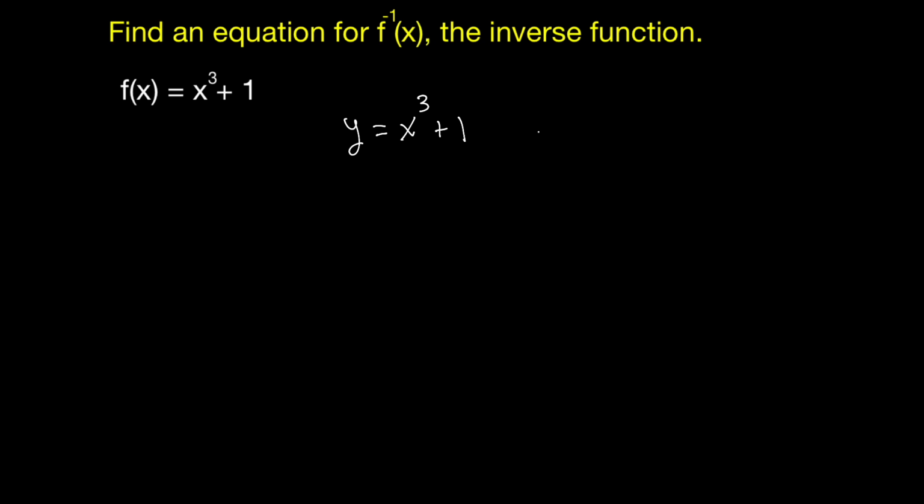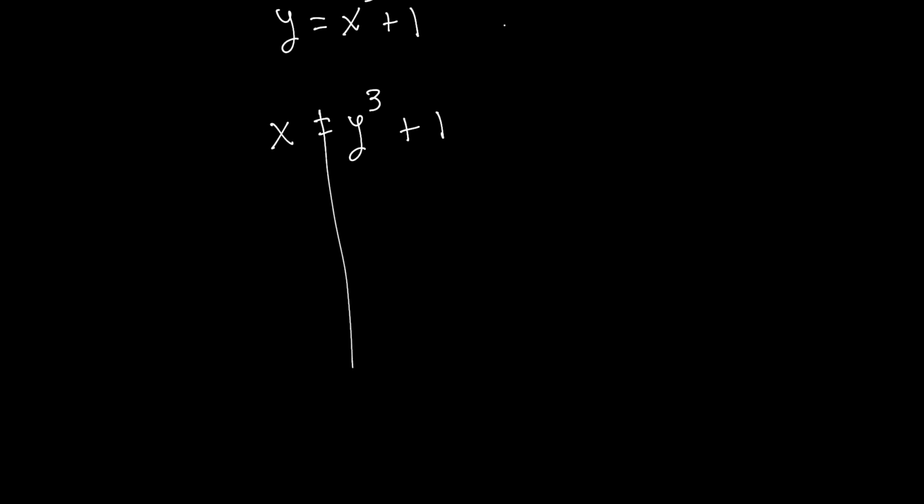Next, I'm going to interchange y and x. So y is going to become x, and then x is going to become y. And I'm going to get that x is equal to y to the third plus 1. Now I'm going to solve this equation for y. I have to isolate y. Since I have a +1, I'm going to subtract 1 from both sides.